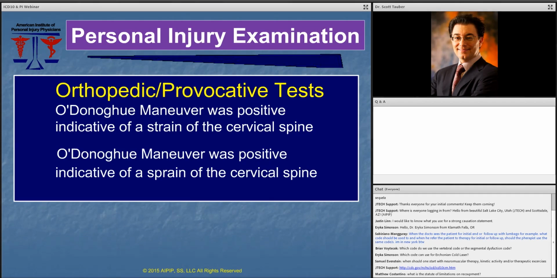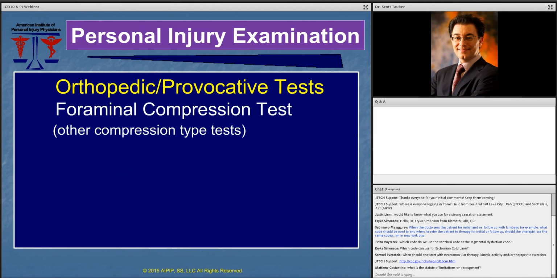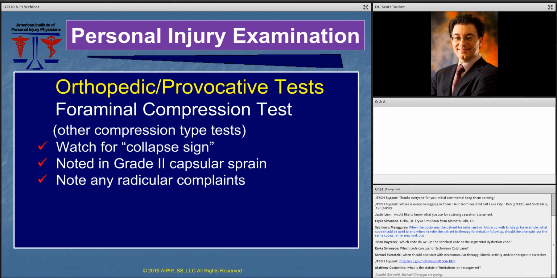What I want you to focus on here is watching for what we call a collapse sign. We've all seen it in clinical practice, right? So what's a collapse sign? You're compressing, you're doing foraminal compression, Jackson compression, whatever you want to call it. And when you're pushing down, the patient moves away or physically kind of buckles under there because of the pain. That's a collapse sign.